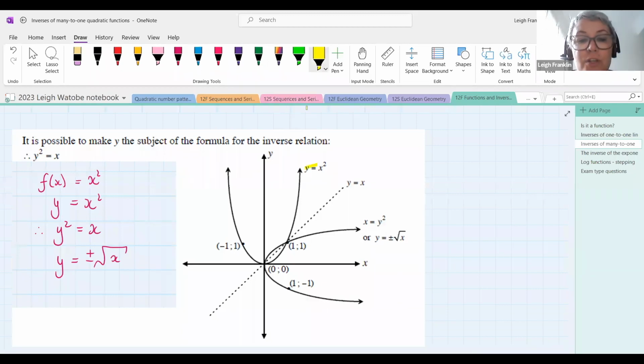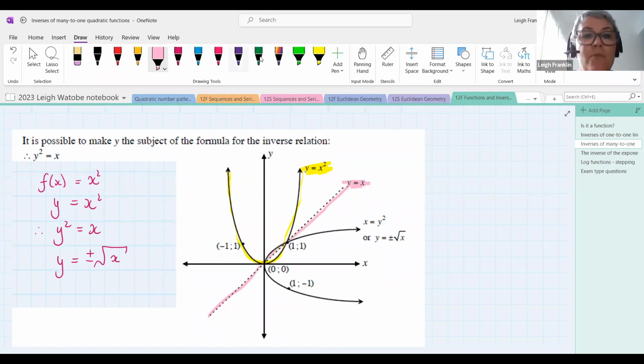Our original function, the first one that I drew, I didn't draw it very well, and I didn't draw the second one very well either, is this yellow line over here. There's the graph of y equals x squared. Here is our reflection line, the line y equals x.